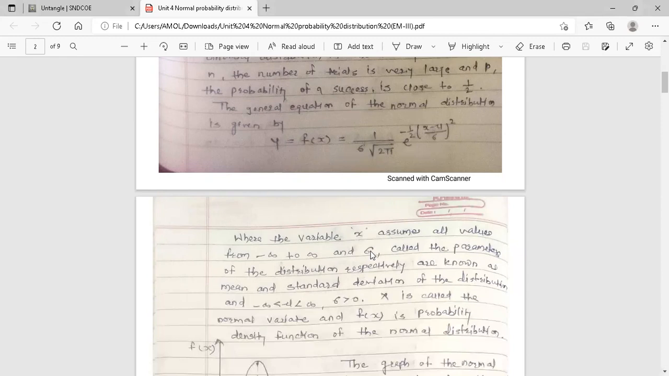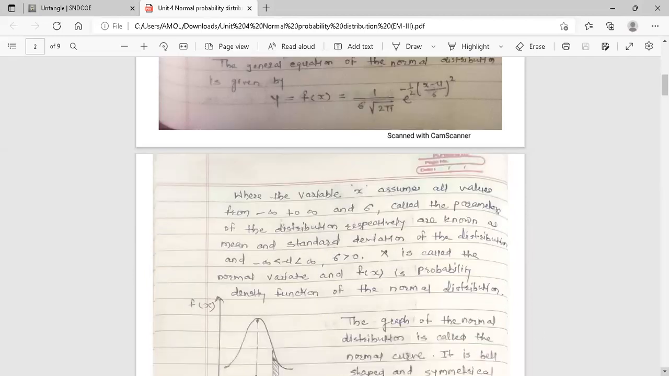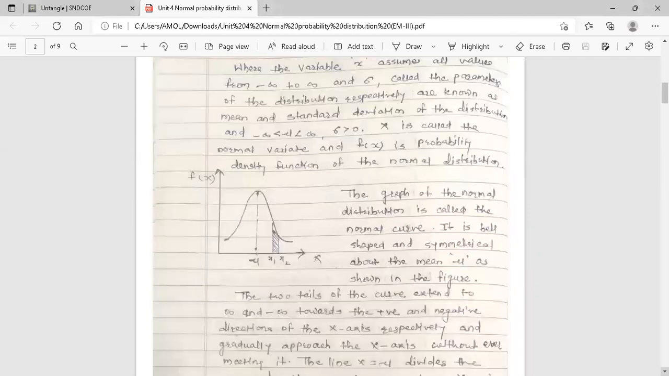The variable x assumes all values from minus infinity to infinity, and mu and sigma are called the parameters of the distribution. They are known as the mean and standard deviation of the distribution, and mu lies between minus infinity to infinity and sigma is greater than 0. X is called the normal variable or variate, and f of x is the probability density function of the normal distribution. See the graph.